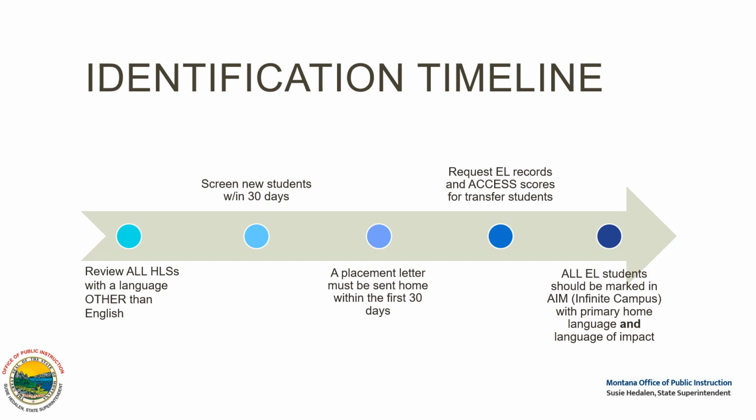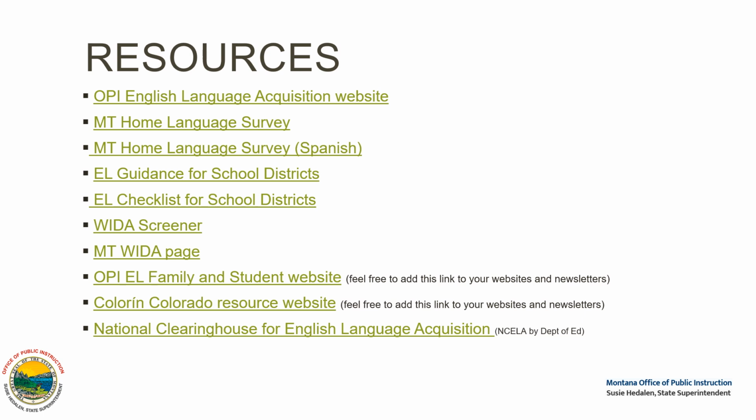Next, you will request EL records and access scores for transfer students. Again, if they are transfer students or if they have already taken the WIDA ACCESS, they will not be screened. And then lastly, all EL students should be marked in AIM Infinite Campus with primary language and language of impact marked. This final page is a list of resources.